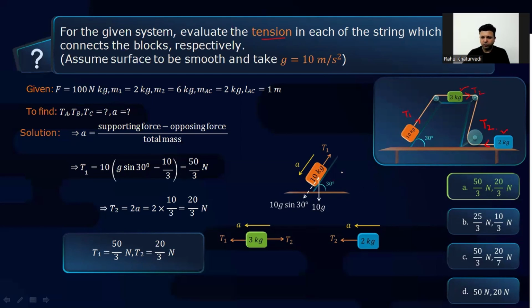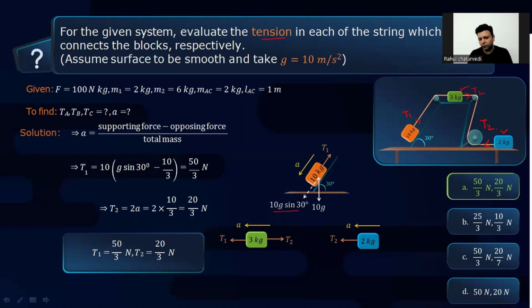So let's solve the problem. If you draw the FBD of the 10 kg block, how many forces are acting? The first force is acting in the downward direction. This is a gravitational force, and this gravitational force is 10g, meaning mg. So 10g is acting in the downward direction. You have to resolve the 10g along the inclined plane. So if you resolve this 10g along the inclined plane, you will have 10g sine 30.